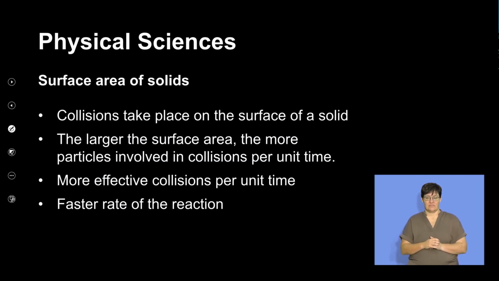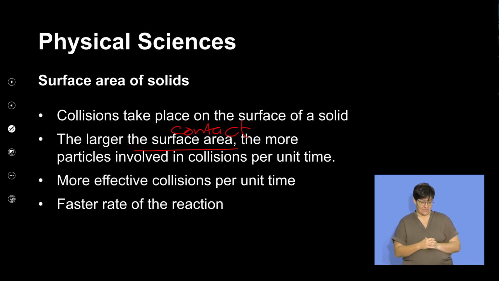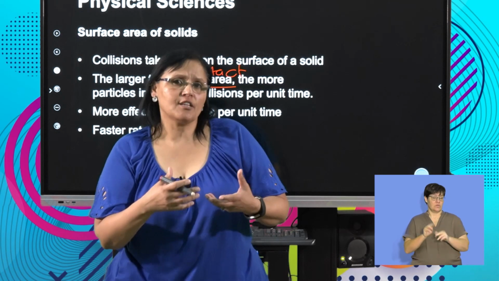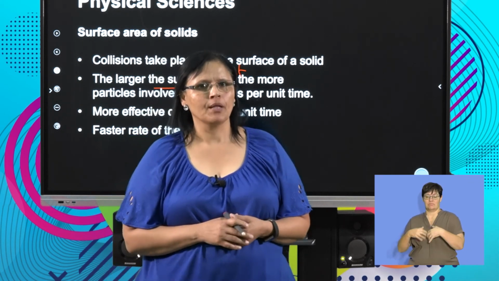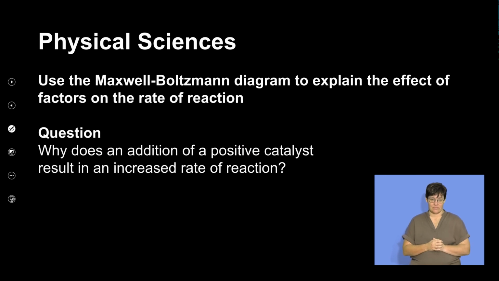So, with the collision theory, we can now say an increase in surface area will increase the rate of the reaction, because the larger the surface area, this is the contact area, the more particles are involved in the collision. So more collisions per unit time, more effective collisions per unit time, and that leads to a higher rate of reaction. The next factor that we will look at is, why does the addition of a positive catalyst result in an increased rate of reaction?